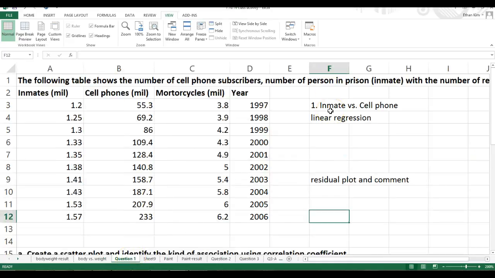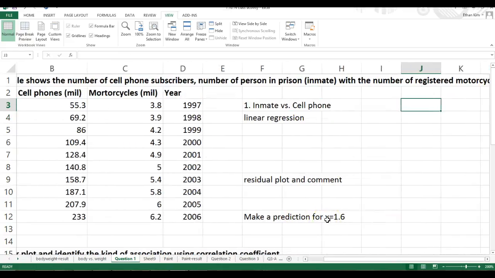So you're going to make that prediction as well. For that, you're going to do inmate versus cell phone. You're going to run a linear regression, using the Data Analysis package, and then you're going to draw the residual plot and comment, and you will also make a prediction for, say, x equals 1.6. Okay, so you will do this for inmate versus cell phone, and also for inmate versus motorcycles. Okay, so that's your classwork for now. I want you to work on it, and let's come back and talk about it. Okay.